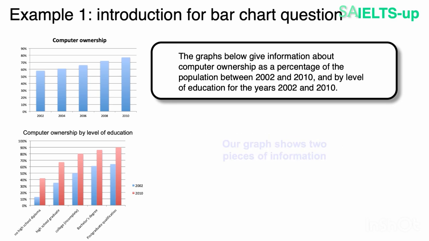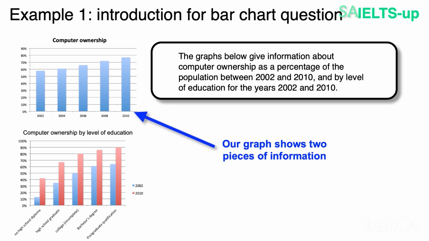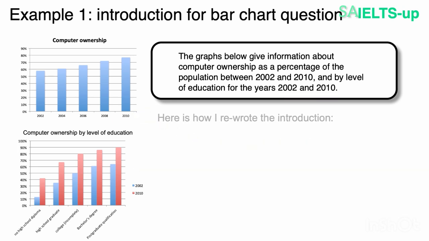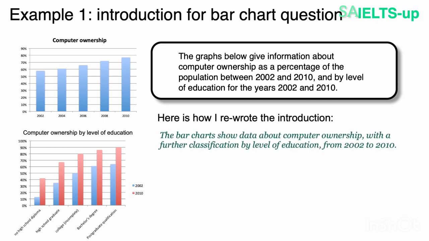In this case, the graph shows 2 pieces of information. A. Information about computer ownership as a percentage of the population. And B. Information about computer ownership by level of education. And the time period is years 2002 and 2010. So, here's how I rewrote the introduction. The bar charts show data about computer ownership with a further classification by level of education from 2002 to 2010.